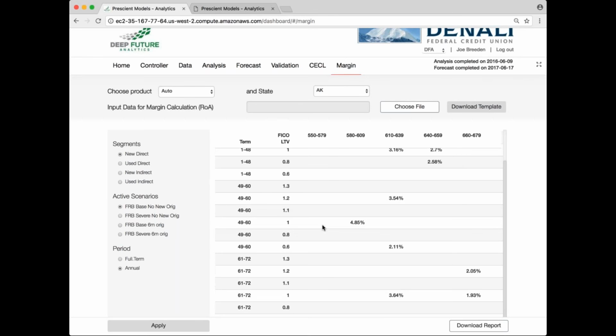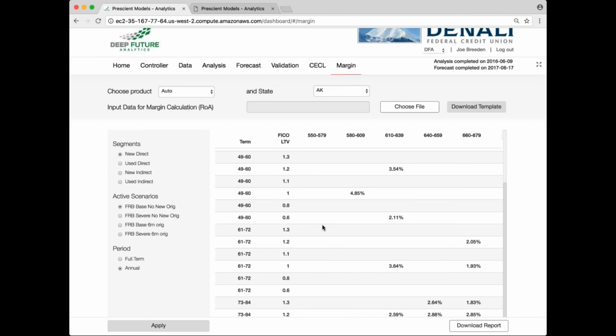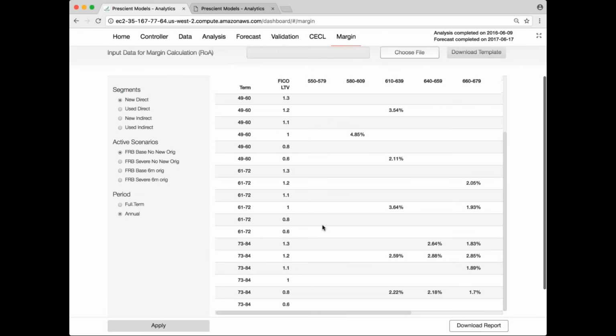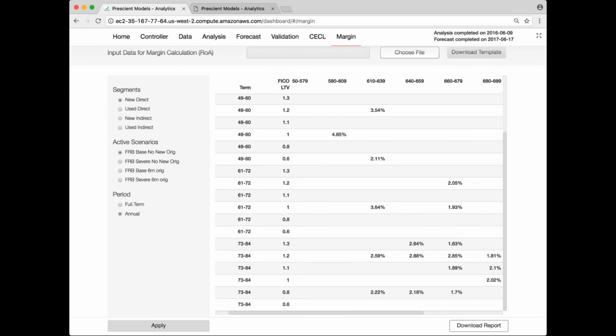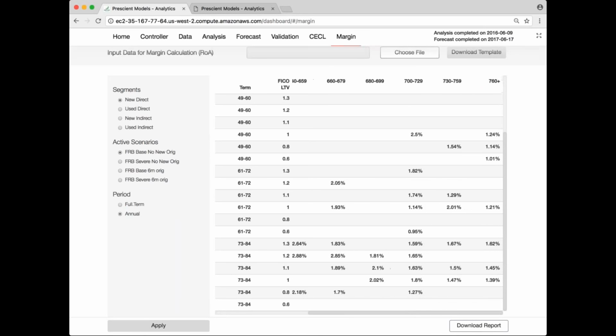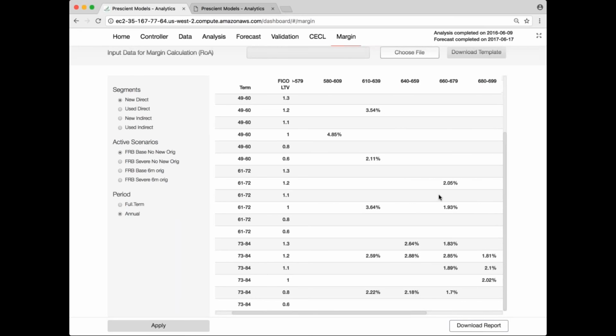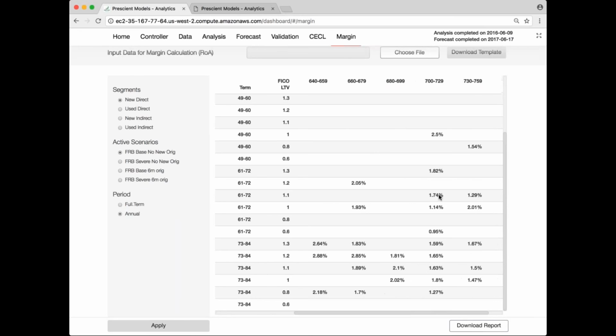And what this is showing us is that there is a good profit potential in some of the lower risk segments, whereas in the higher risk segments it gets kind of... there's good profit potential in the high risk segments, low FICO. In the high FICO segments, the expected margin is less.